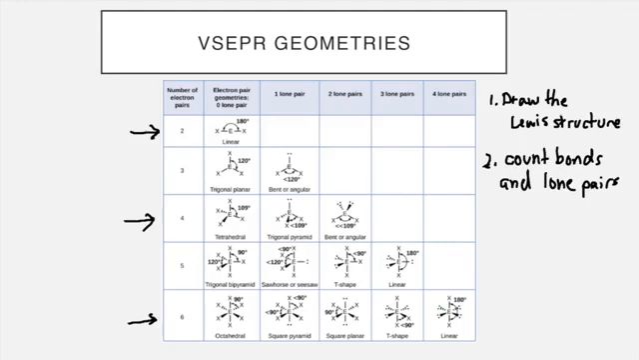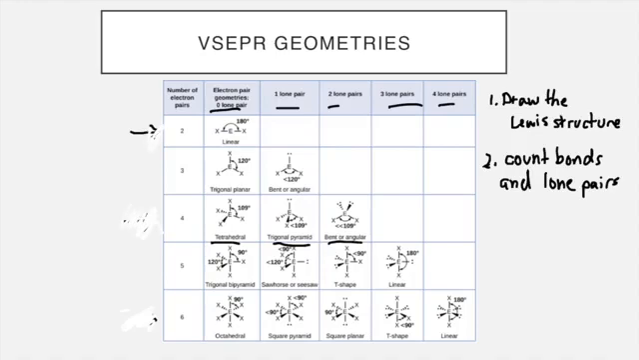Now to figure out exactly what shape you have inside that row, you look at the top. So if it's all bonds and you don't have any lone pairs, you're going to look at the first column. If you have 1 lone pair, you're going to look at the second column, 2 lone pairs, the third column, and so on. So you just use this table as a chart to tell you what the molecule is going to look like. So let me go ahead and show you with an example.